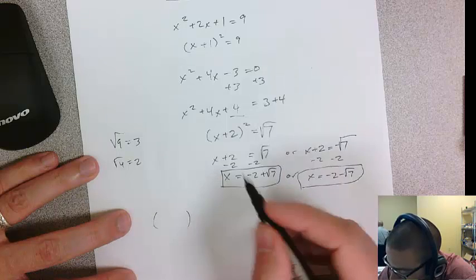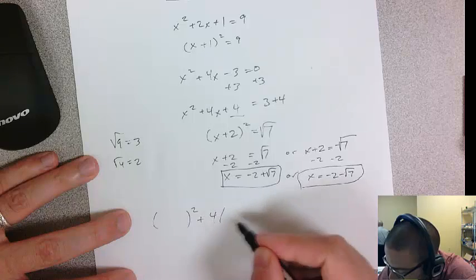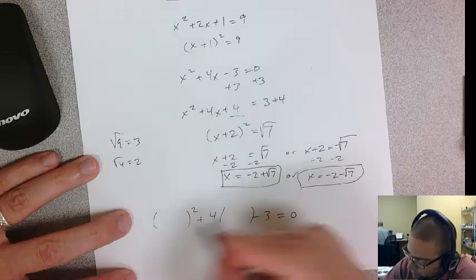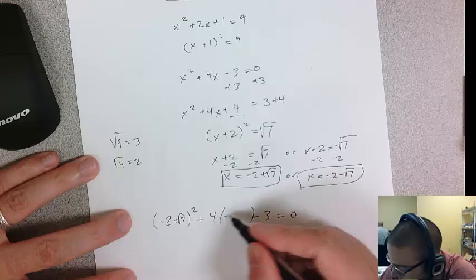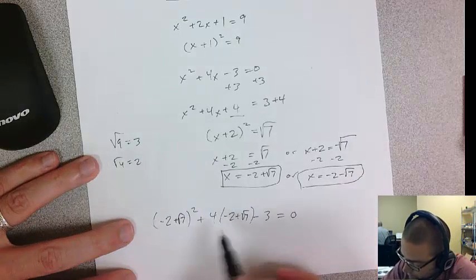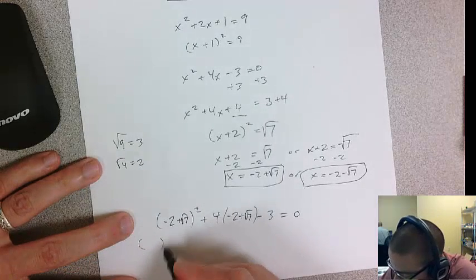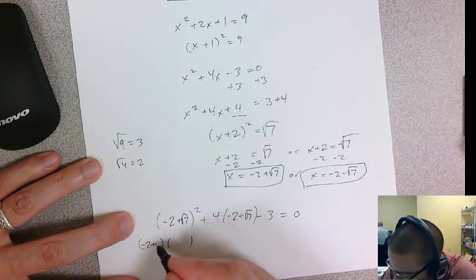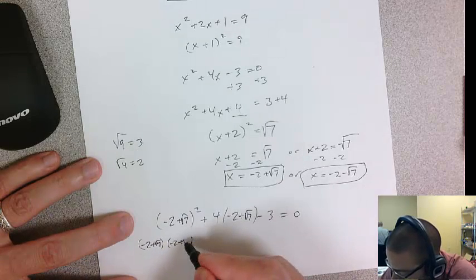I'm just going to plug this whole thing in for x, and I'll just do one of them, not both. So is this true? If I plug in this value, -2 plus the square root of 7, quantity squared right here, is it equal to 0? So I have to square this. So it's kind of like doing the same thing times itself, right? So it's kind of like multiplying two binomials together. So I'm going to do it like this.